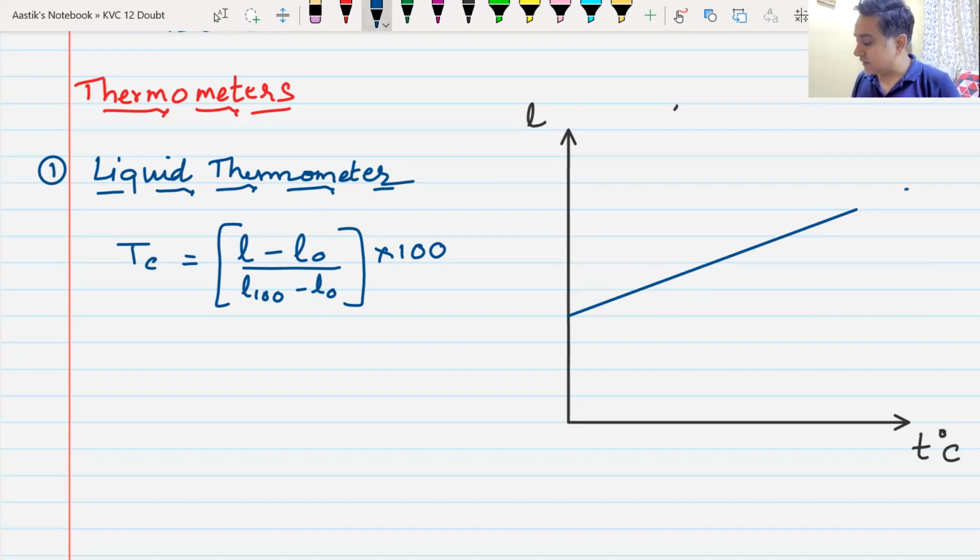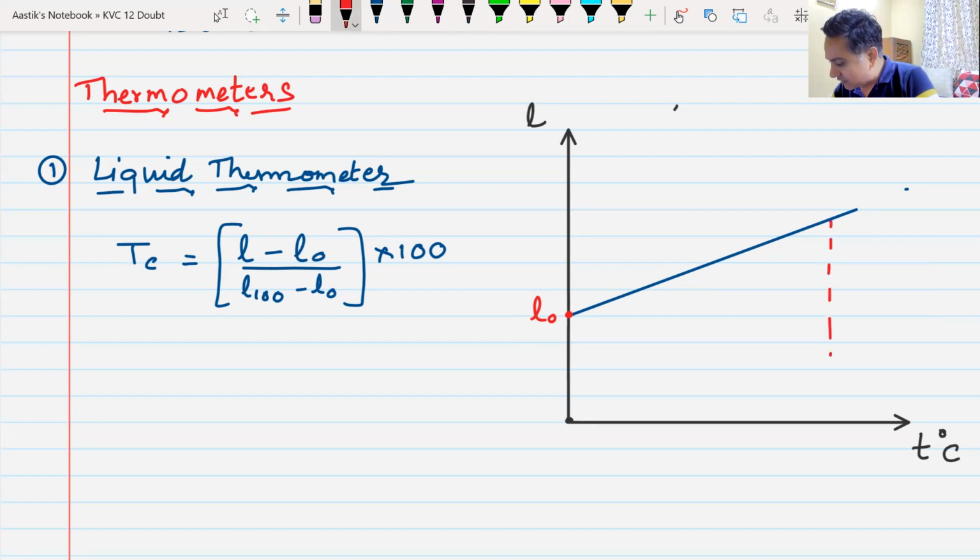I'm showing you this graph because maybe you will find a question on graphs, as they are very keen on graphs. This will be the length at 0 degrees Celsius. When the temperature is 0 degrees Celsius, mercury will be somewhere on the capillary. That is that length, and here the temperature would be 0 degrees Celsius.